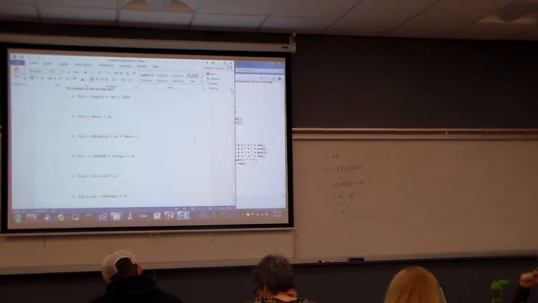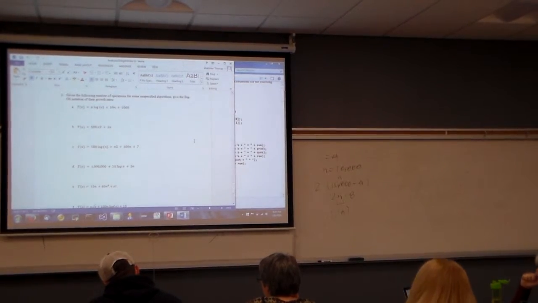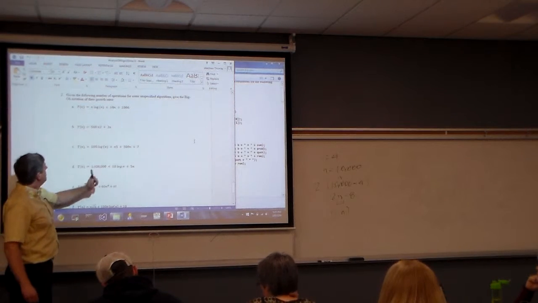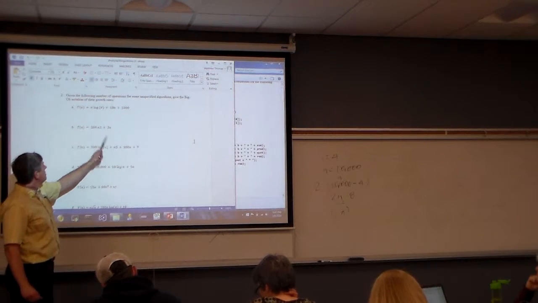Okay, this right here, so try and do these real quick before you leave. This is an n squared, this is an n cubed, so there's just a couple of typos.